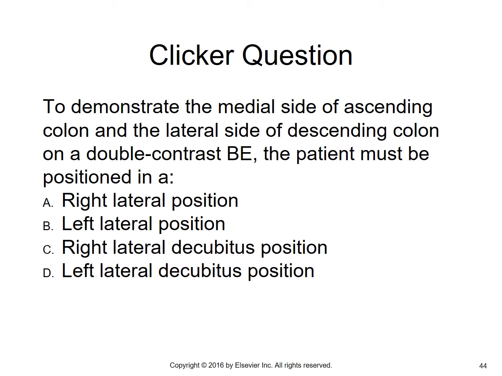Demonstrate the medial side of the ascending colon. So think about your anatomy: the medial side of the ascending colon and the lateral side of the descending. On a double contrast BE, the patient must be positioned in a blank. So I'm thinking about my anatomy. I'm thinking about these two sides as being tubes where the barium is going to go, where the air is going to go within that tube. And it says I want to demonstrate the medial side of the ascending. Remember, it's where the air is, not the barium. So if I lay on my right side, the air is going to go up to the medial side of the ascending and the lateral side of the descending.